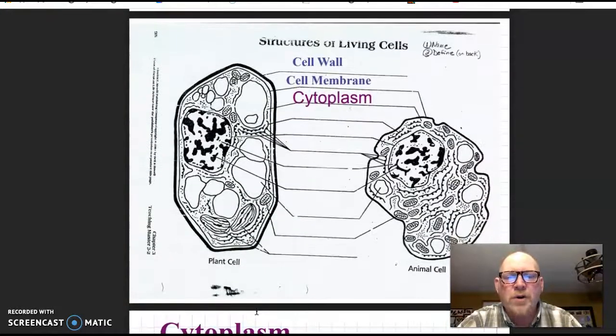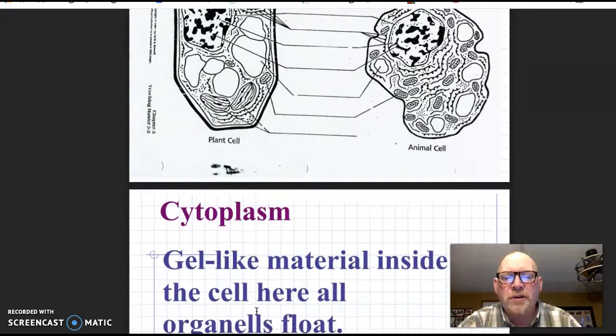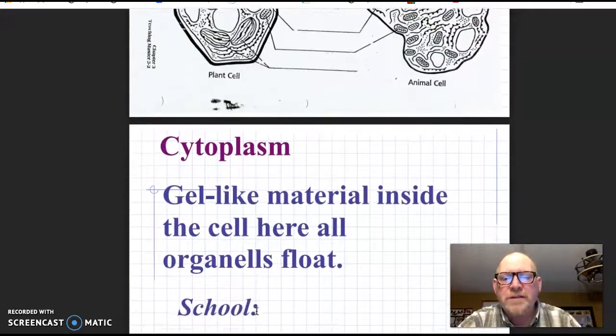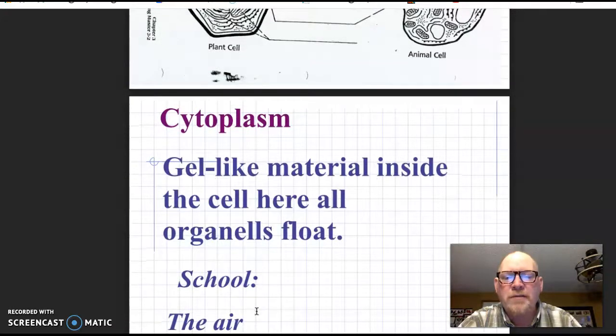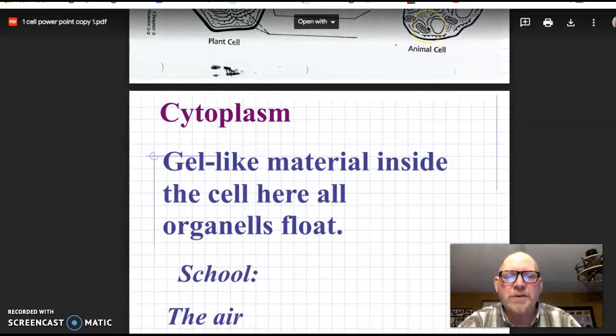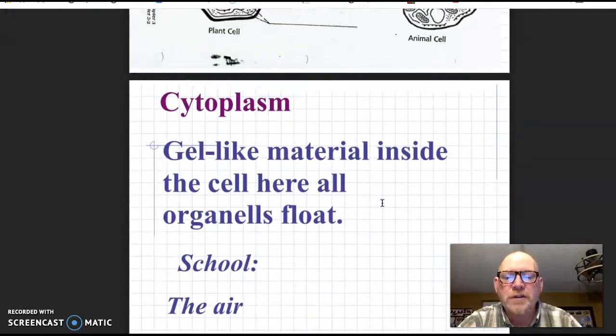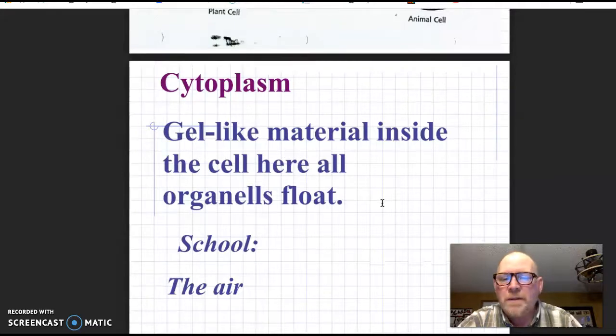Next is our cytoplasm. The cytoplasm is a liquid portion inside of the cell. It's where all the other organelles float. The amount of liquid gives cell pressure within the plants to help them stay rigid and grow towards the light. And in the animal cell, the cytoplasm, the liquid portion of the cell, has a big function in just how well you function. In a school, that would be like the air in the school.